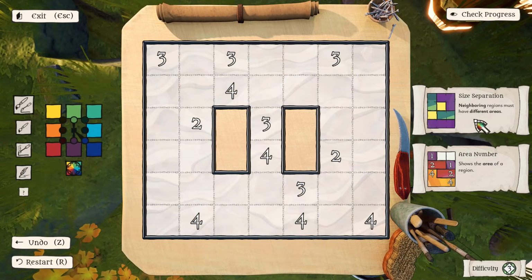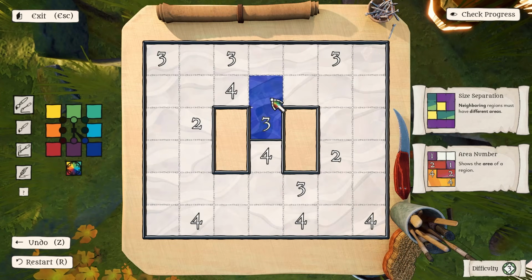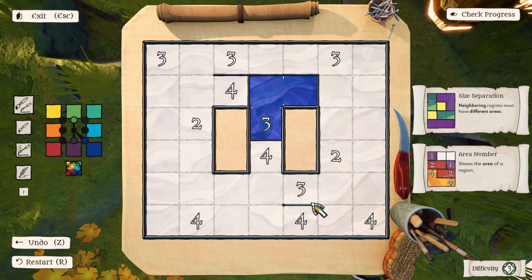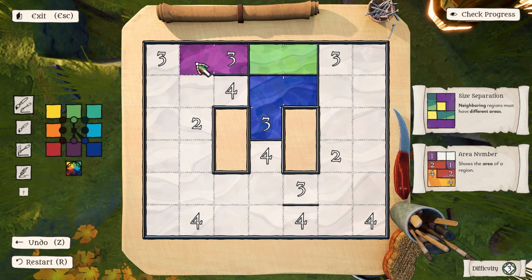It's a 3 there. Size separation, area number. Size separation, area number. Can't go there, so going that way. That can't go that way then. That can't go that way. And it can't be 2 1s because of size separation. Okay. If this is going this way, it's going to have to be with this 3, right? Because otherwise they'd be next to each other. So that's a 3 done.